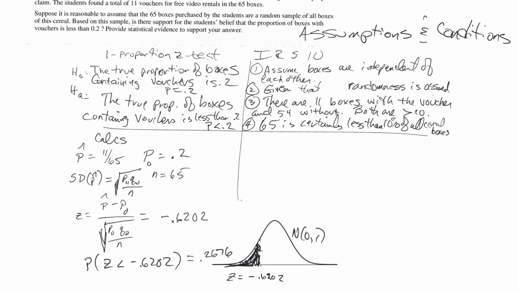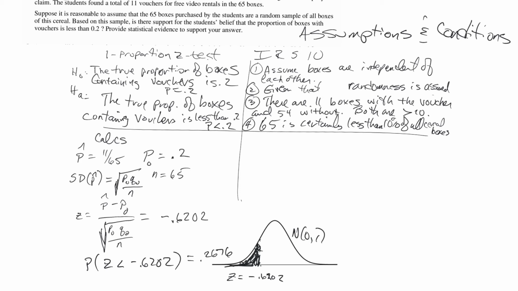You'll notice that I've drawn a sketch of the normal curve with the p-value shaded, and I always label my normal curves. Whenever I draw a normal curve, I put that this is a standard normal curve, N(0, 1). If it were a regular normal curve, I would put whatever the mean and standard deviation is.